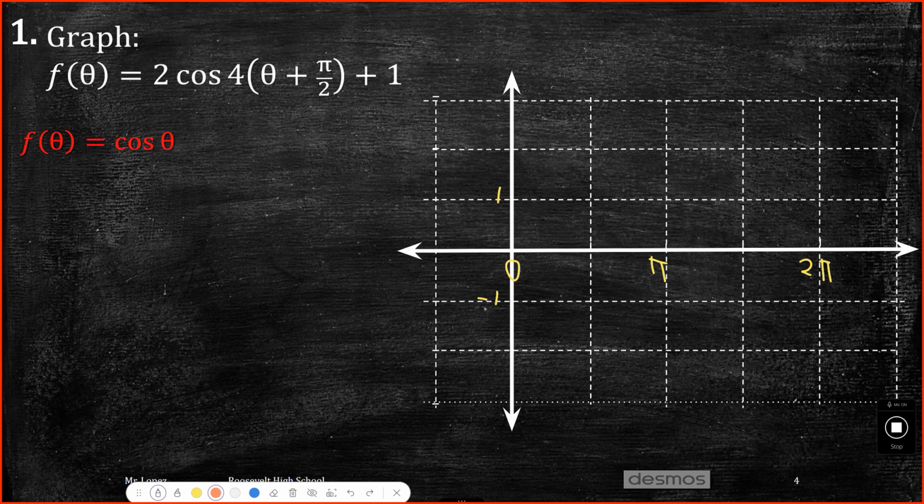If somebody understands what I mean, what is cosine theta? The parent function cosine theta, where should it go from? It goes from 0 to 2 pi, and it goes from -1 to 1. No, no, do not. We want cosine theta. I want to graph cosine theta. I'm telling you, it goes from 0 to 2 pi. It goes from -1 to 1.